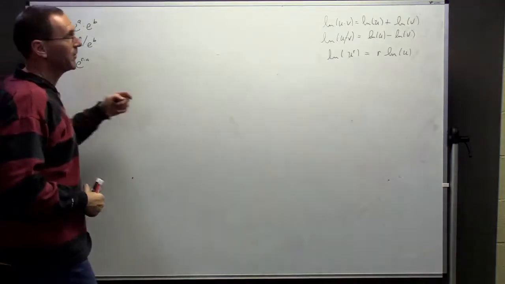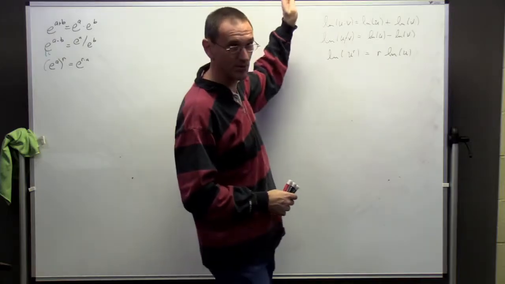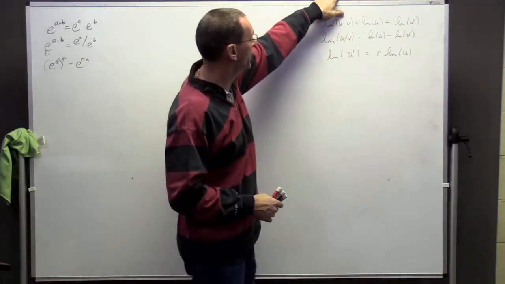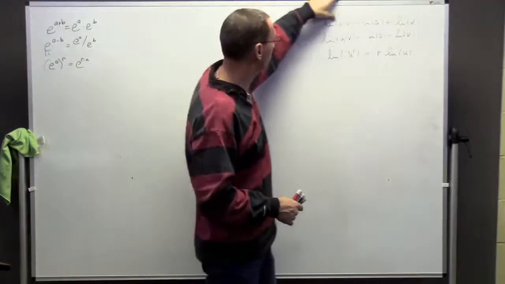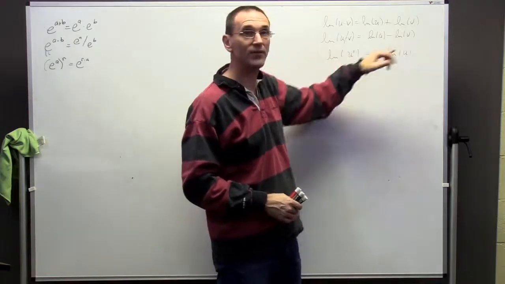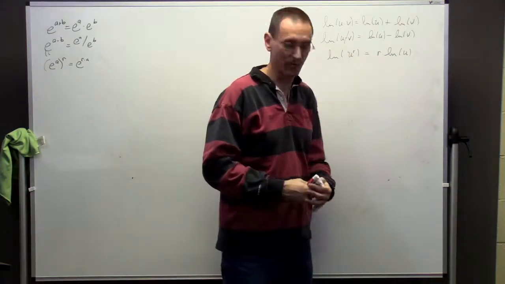Each of these three properties gives rise to these properties of the logarithm. And I'm just happening to use the natural log here just because that's my favorite base. Natural log of u times v is log of u plus log of v. Natural log of u divided by v is log of u minus log of v. And log of u raised to the r is r times log of u.